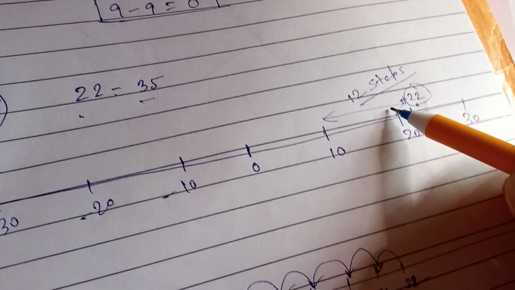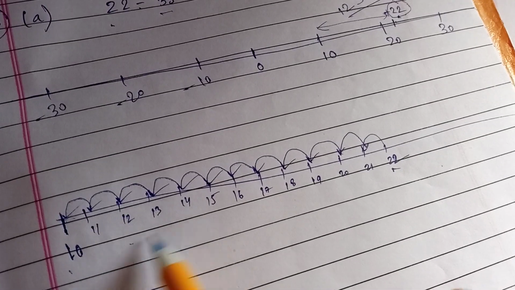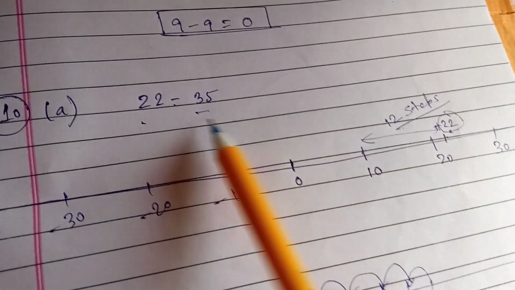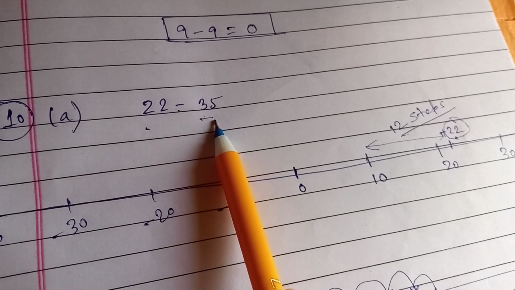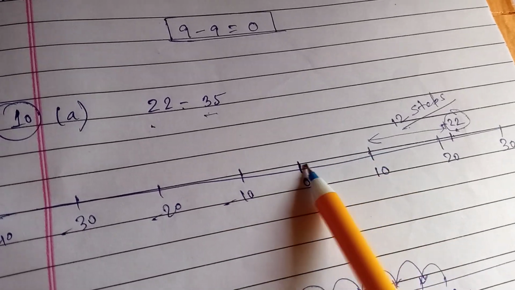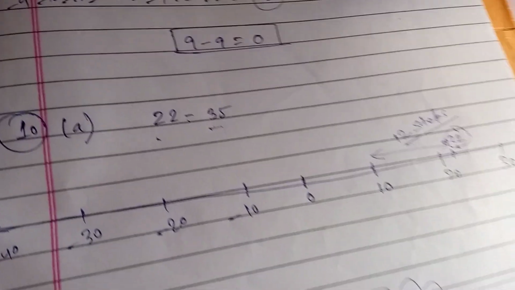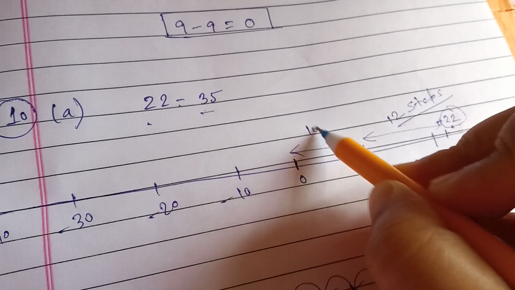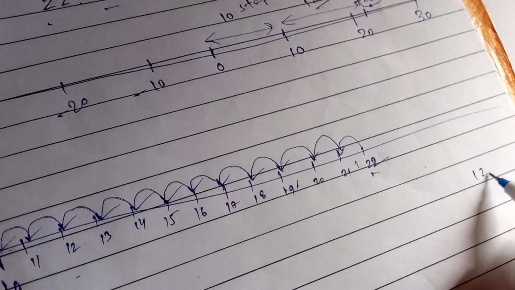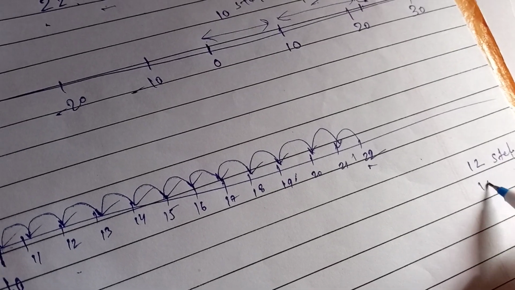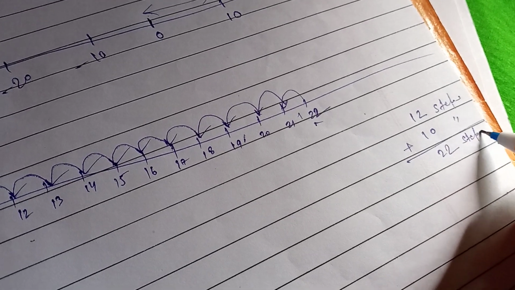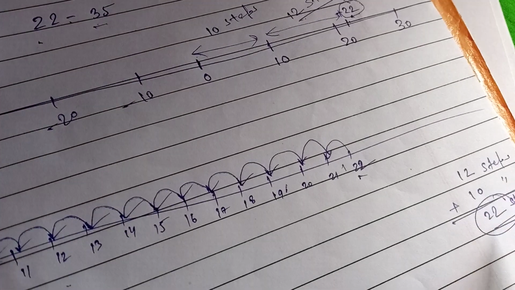So here I have written the 12 steps. I have also shown you how many steps are in between 10 and 22. Now the question is, there are 12 steps, but we have to take 35 steps. Now let's see from 10 to 0, how many steps are here? 10 to 0 is 10 steps. Okay, now if you count the 12 steps plus 10 steps, in total how many steps? It is 22 steps. Okay, so 22 steps is here.